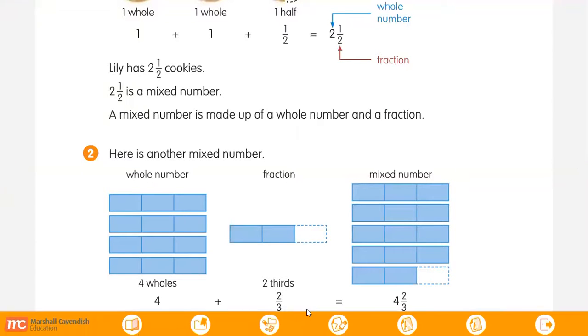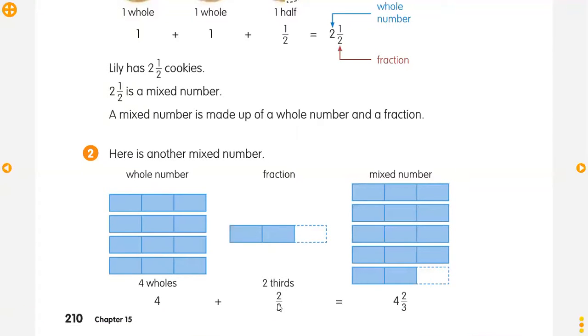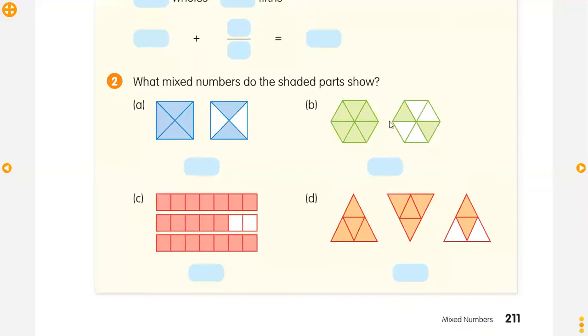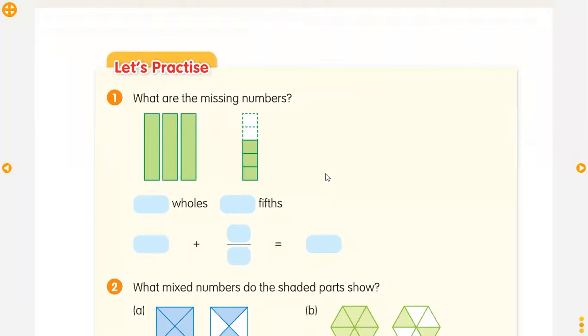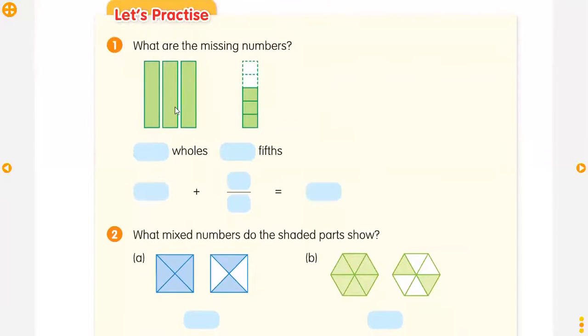Now let's put them together. They are going to be 4 and 2/3, like you can see here. Next, page 211. Now you understood the idea? I know you did. Lovely. Now let's do the same thing, but we are going to solve it on our own.